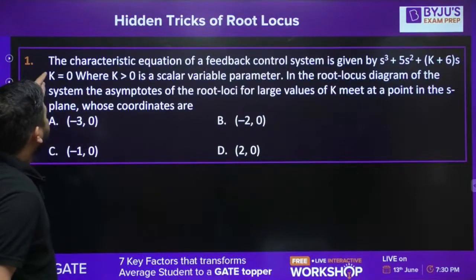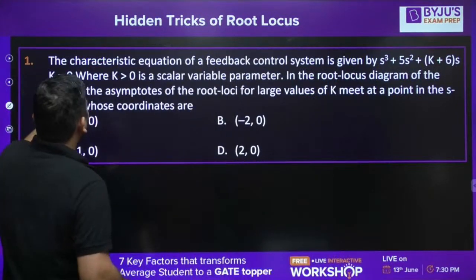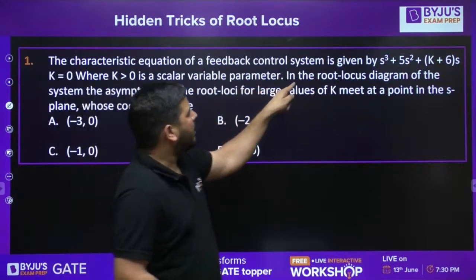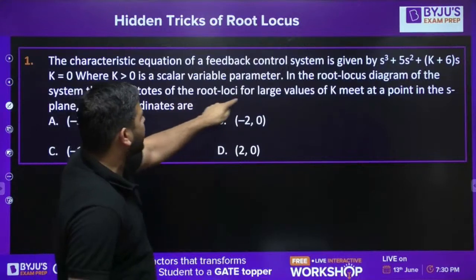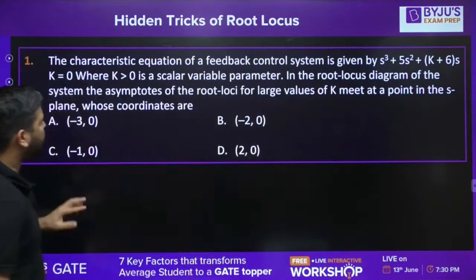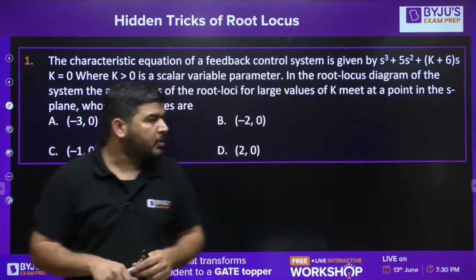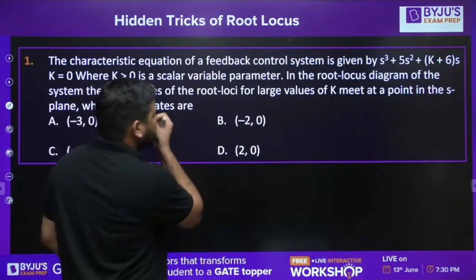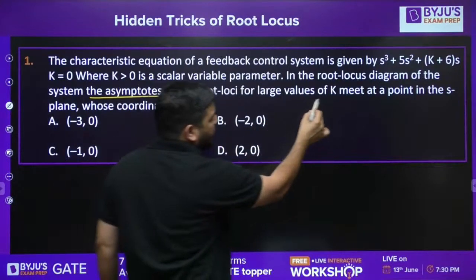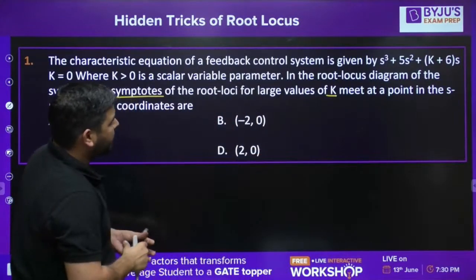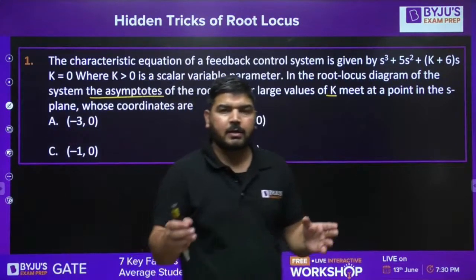Let's come to the question, guys, look at this. The characteristic equation of the feedback control system is given like this, where k greater than 0 is a scalar variable parameter. In the root locus diagram of the system, the asymptotes of the root loci for large value of k meet at a point in the S plane whose coordinates are... It means he's asking about the centroid. So we need to calculate the centroid point.